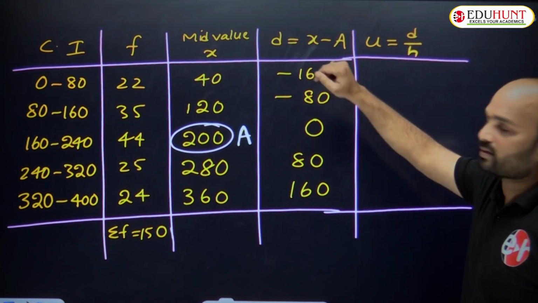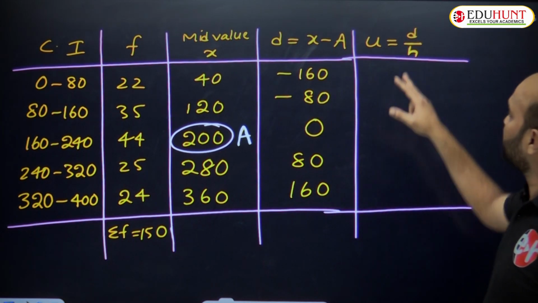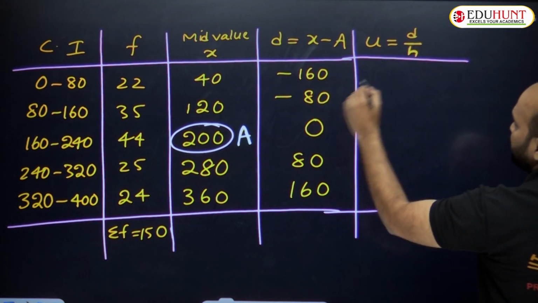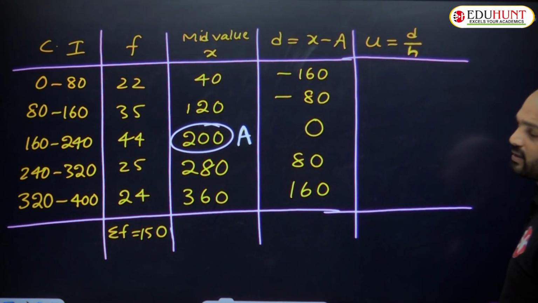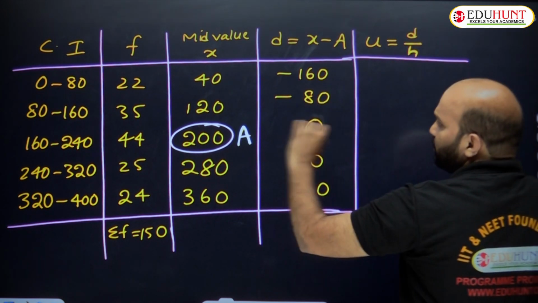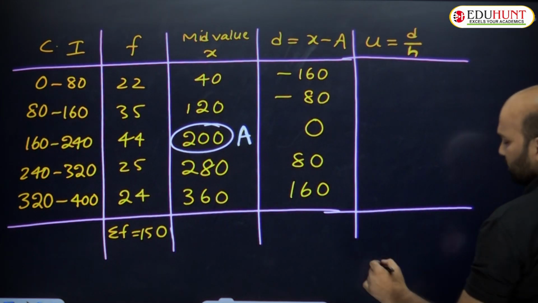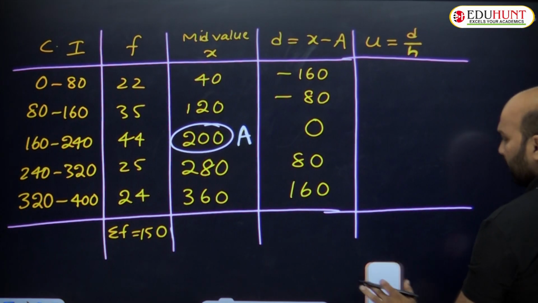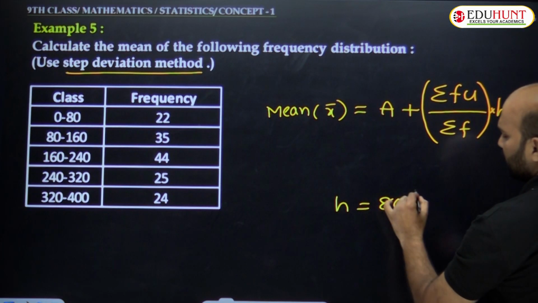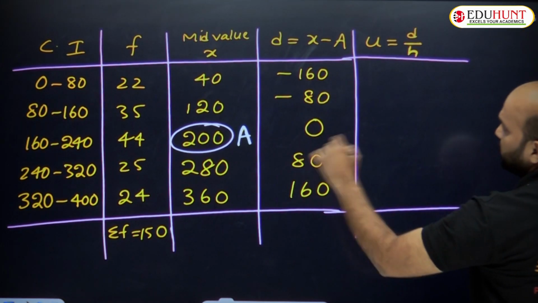D stands for what? Deviation. We already got the deviation values: minus 160, minus 80, 0, 80, 160. So u equals d by h. Each deviation is divided by the size of the class in each section. Okay? So minus 160 by what is the size here? The difference, the height. So here h equals 80. Okay? h equals 80, because that is the class size in each section. So each deviation is divided by 80.